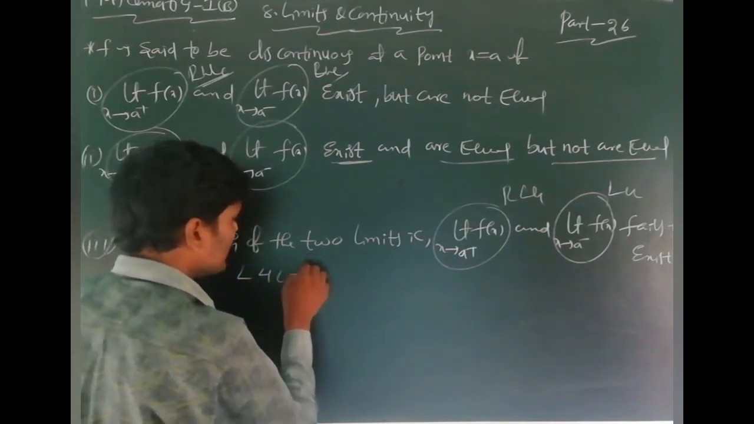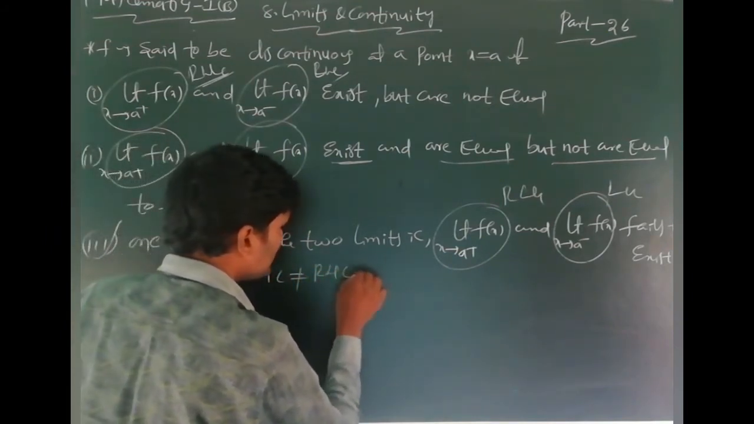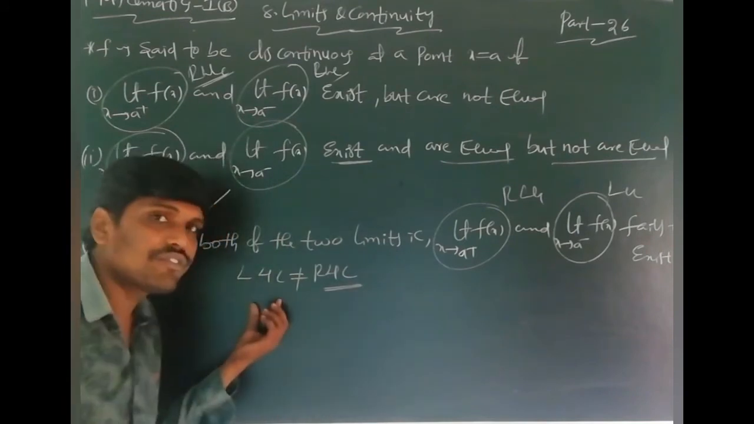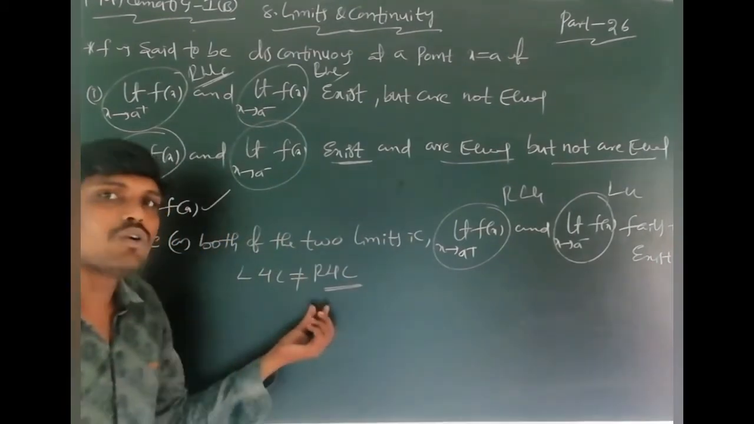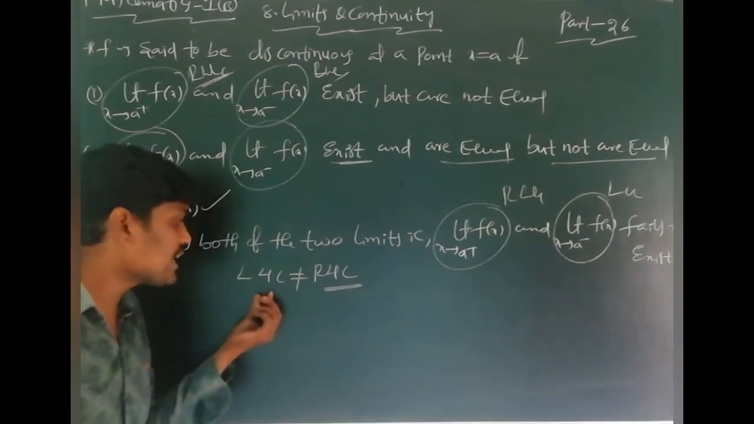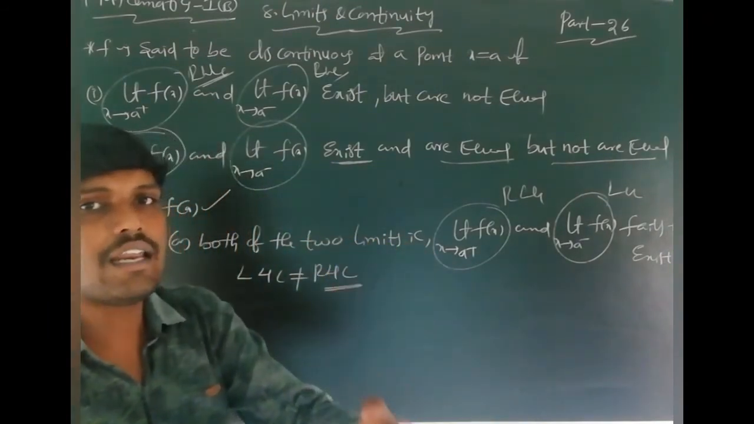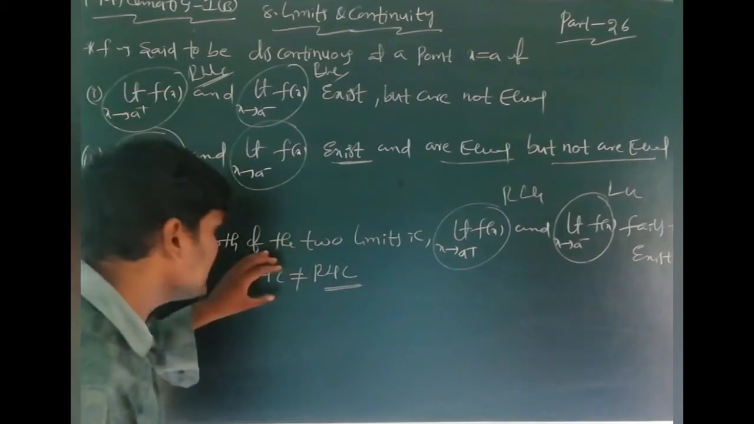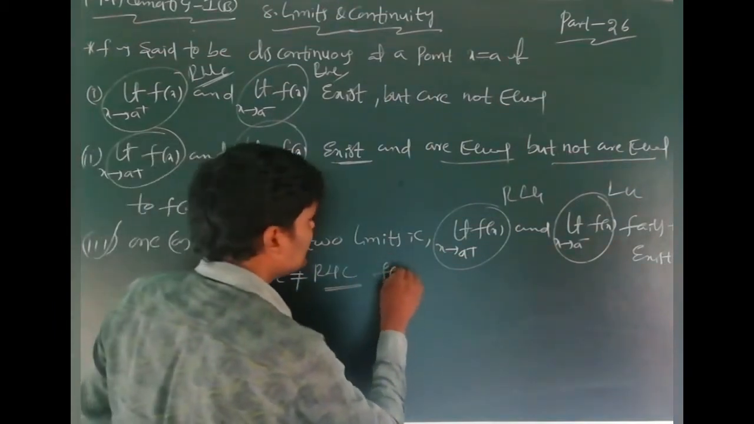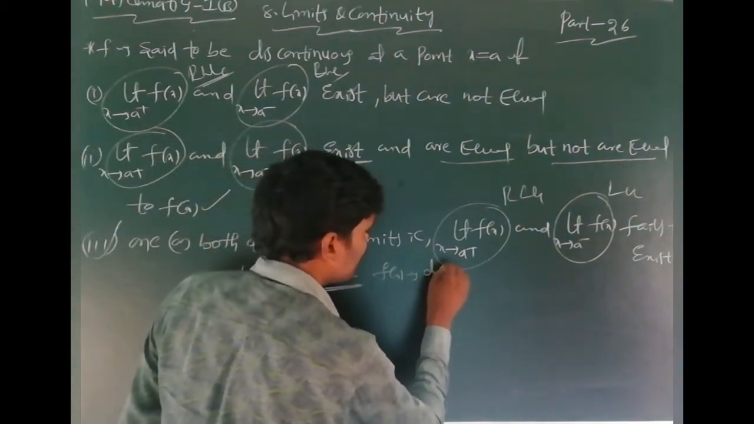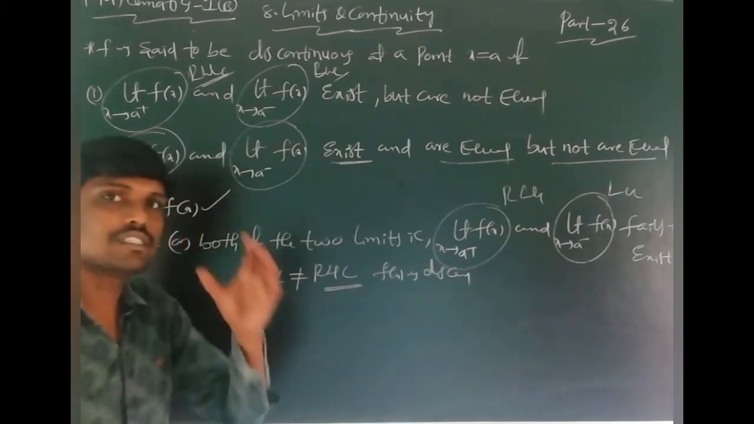What is the first case? LHL value is not equal to RHL value; left hand limit is not equal to right hand limit. In this case both exist, but the values of the left hand and right hand limits are unequal. In this case f of x is discontinuous. This is the first condition.